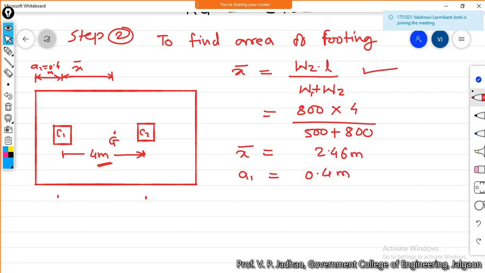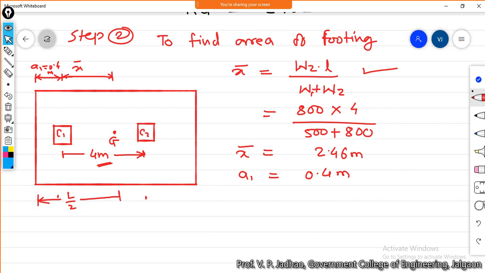Now the basic assumption behind solving this design of combined footing is that the center of gravity of load will coincide with the CG of your footing, means your load will be acting at the center of this particular footing. Okay, so this distance should be L by 2.